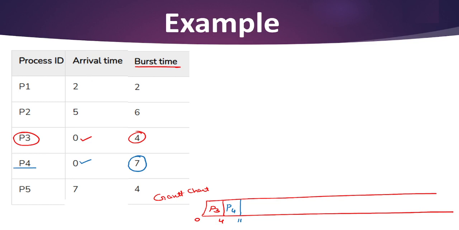Next we have arrival time 2. After 0 it is 2, that is process P1. So for P1 the burst time is 2, that means 11 plus 2 is 13. After process P1 it is P2. Okay, so for P2 the burst time is 6. So 13 plus 6 is 19.